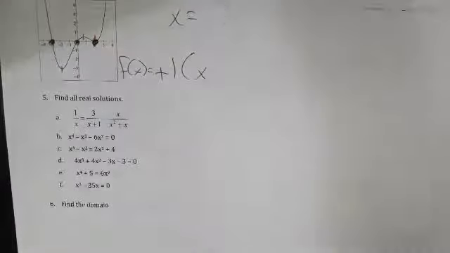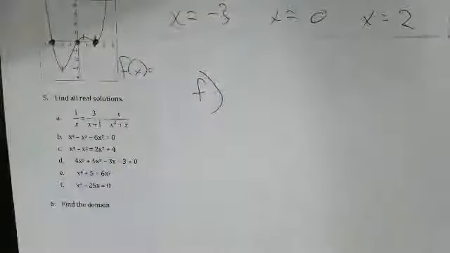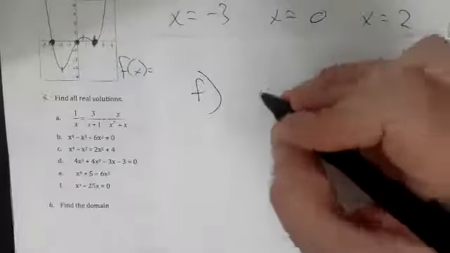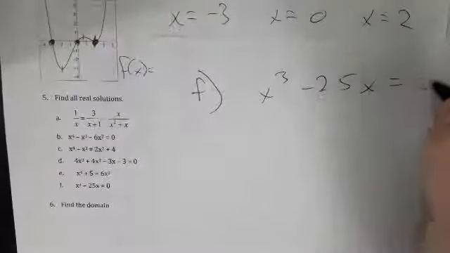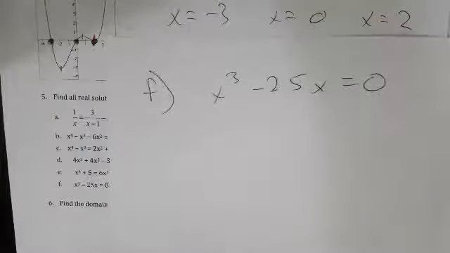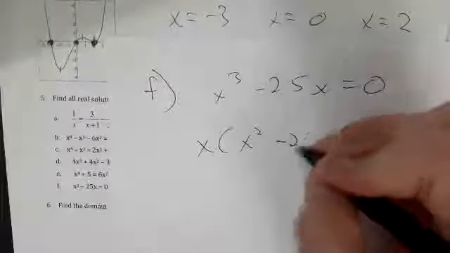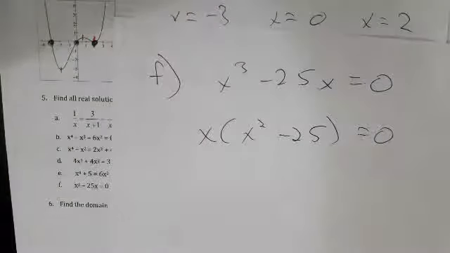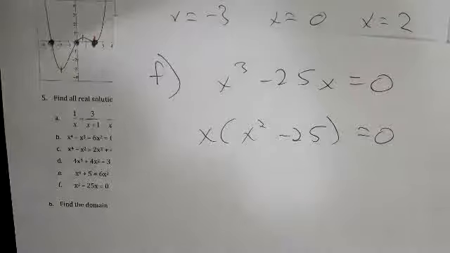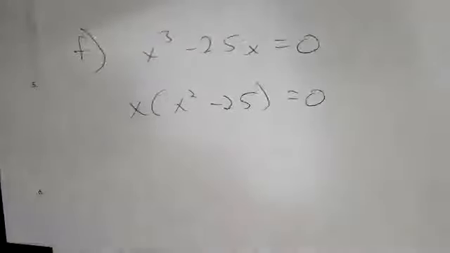Okay, so now we're doing x to the 4th. I don't want to do that one. Let's do f. Let's spend our time a little more wisely, I think. It says x to the 3rd minus 25x. All right, so how do I factor this? Factor out an x. Factor out an x. X squared minus 25. X squared minus 25 can become x minus 5, x plus 5.